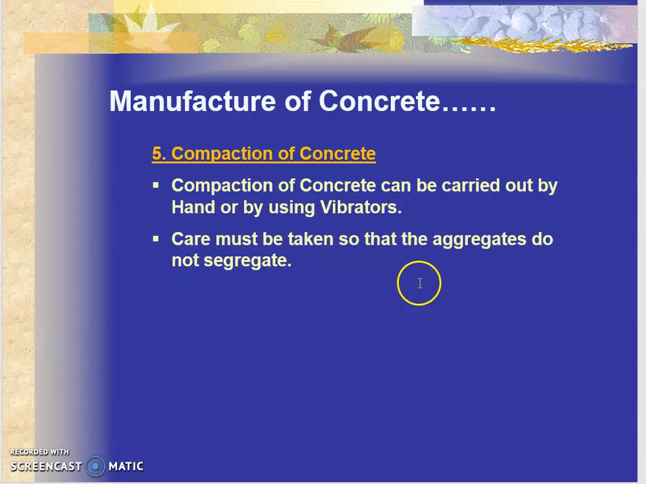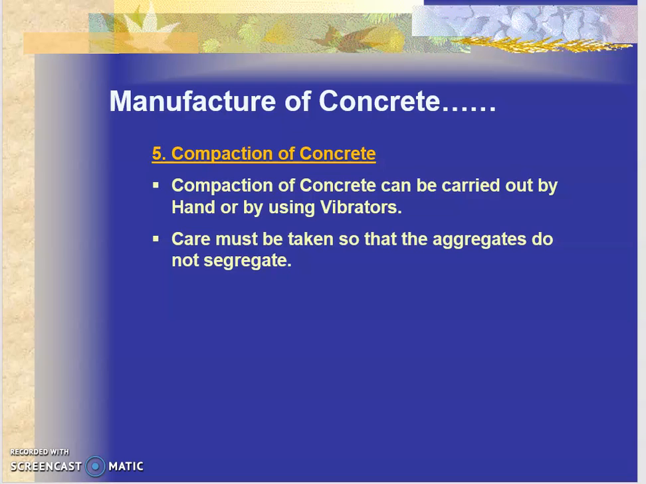Then compaction. Compaction can be carried out again by hand or using machines. These machines are called vibrators. When you use vibrators, most important thing that you need to take care of is that aggregates should not segregate. What is segregation? When all the coarse aggregates are coming together and the cement grout comes on one side, that particular thing is called segregation.